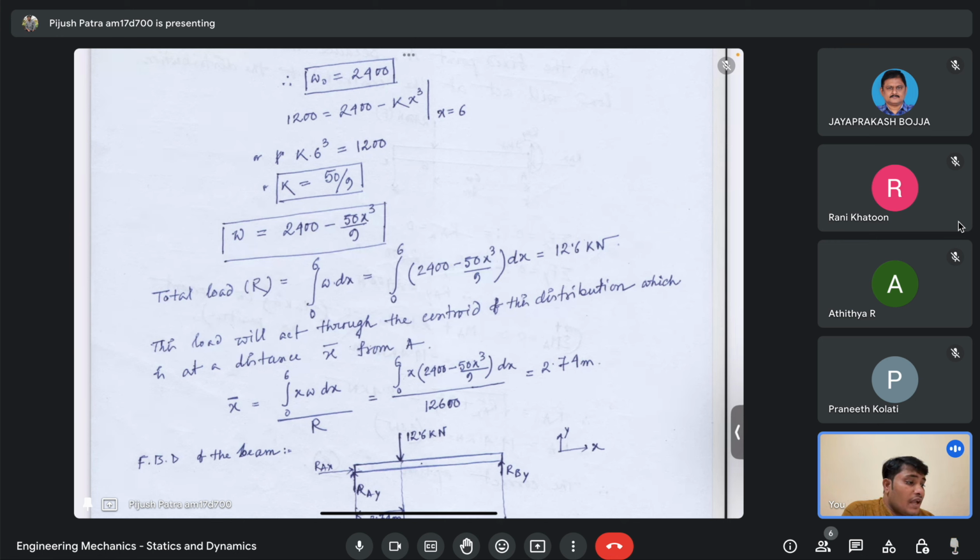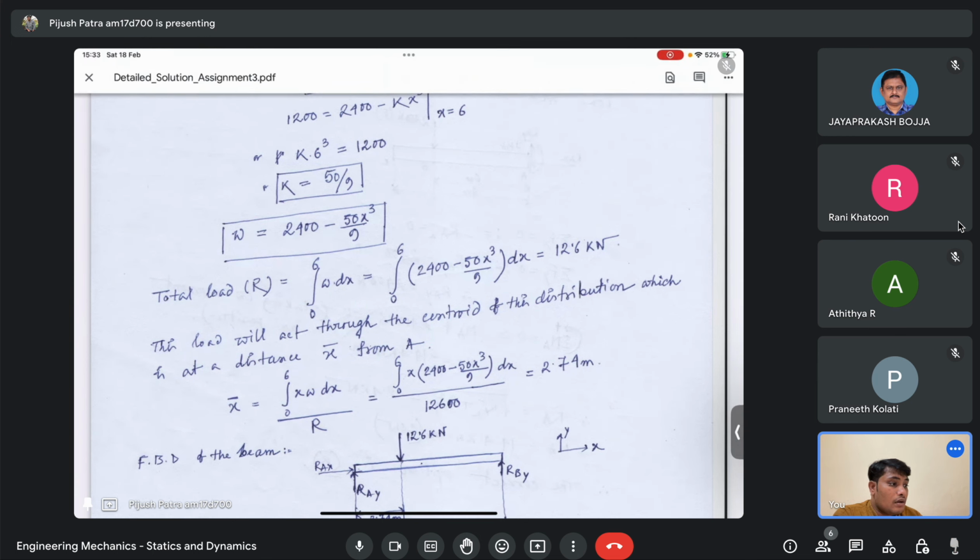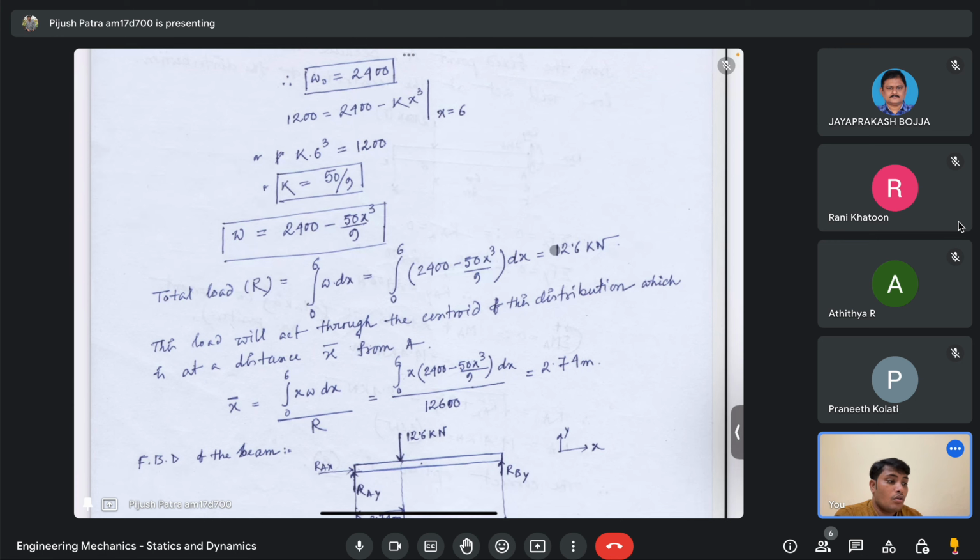And the load will act through the centroid of this distribution, which is at a distance x bar from A. Now I need to calculate x bar. I know that the net load is 12.6 kilonewton, but at what point will this load act? This load will act at the centroid of that distribution. And how will you calculate the centroid of this distribution?